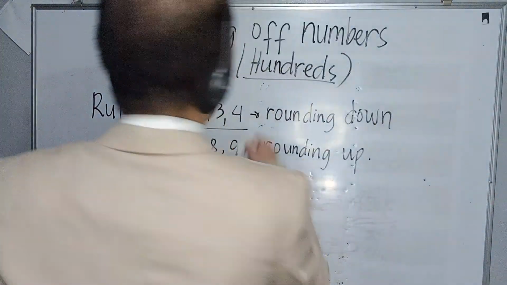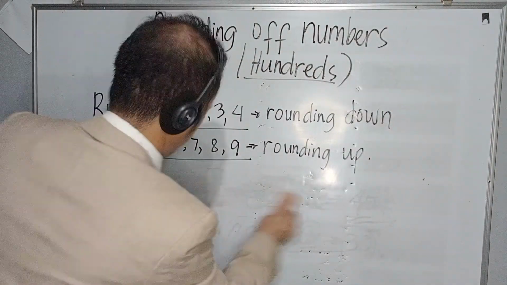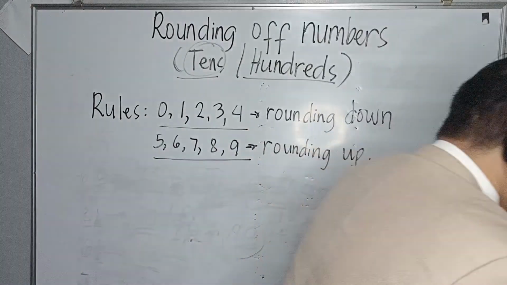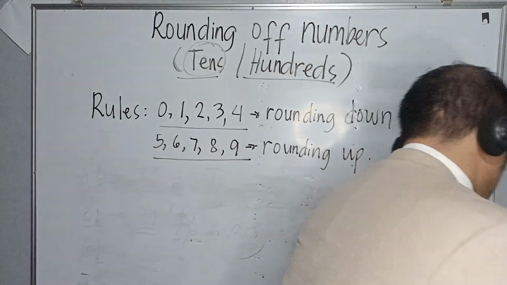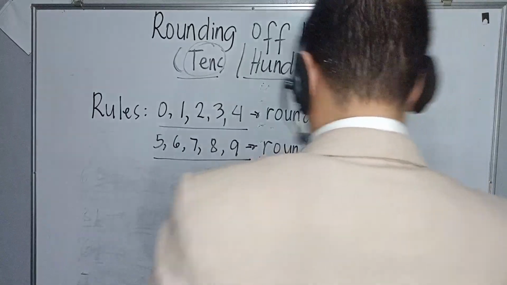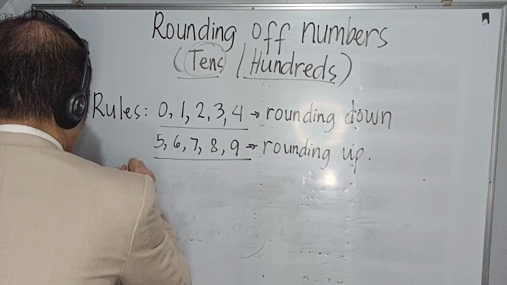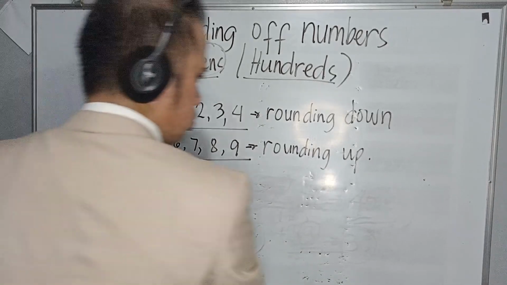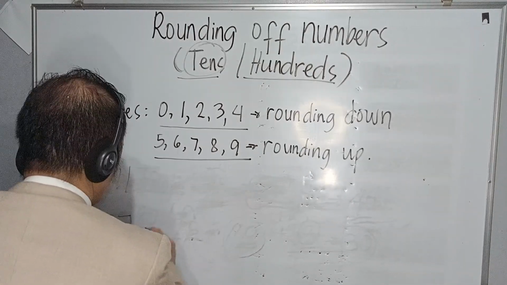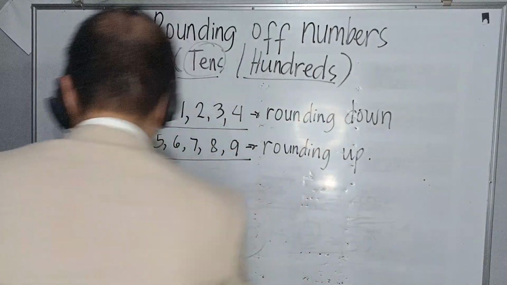Next, let us proceed to hundreds. Round off numbers to the nearest hundreds. 2721. Okay. 37. 168.